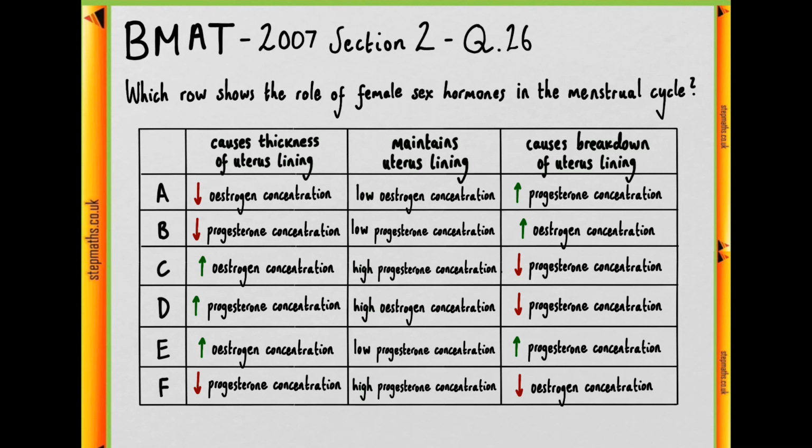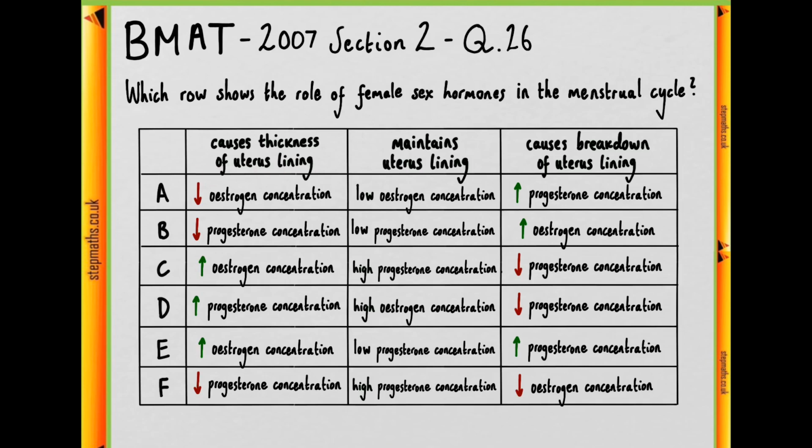So, prior to this, there must be a thickened uterus lining in order to facilitate the potential implantation of a fertilized egg. So, prior to the changes in progesterone concentration, it is a rise in estrogen concentration which facilitates the thickening of the uterus lining, as well as the release of the uterus lining.